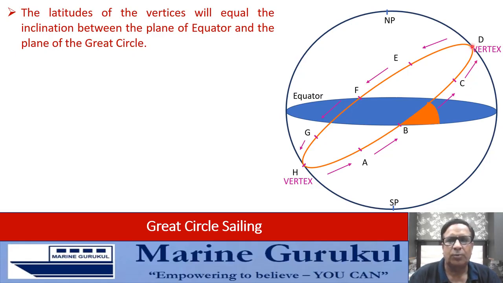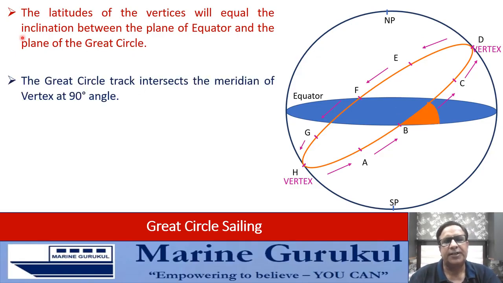Now if we join this point D with the center of the earth with a straight line, I'm sure we can all visualize that this particular line shall be in the plane of the great circle. So if this line is in the plane of this great circle, then this line shall make the same angle as this one with the plane of equator. And we all know that the angle subtended by a point on the surface of the earth with the plane of equator at the center of the earth represents its latitude. Therefore, this angle of inclination becomes the latitude of the vertex.